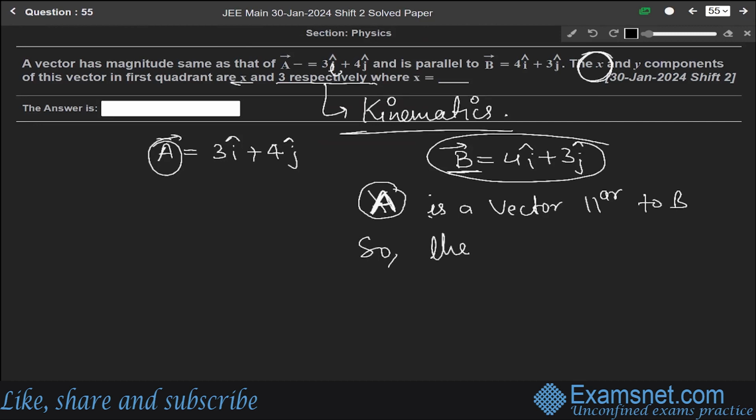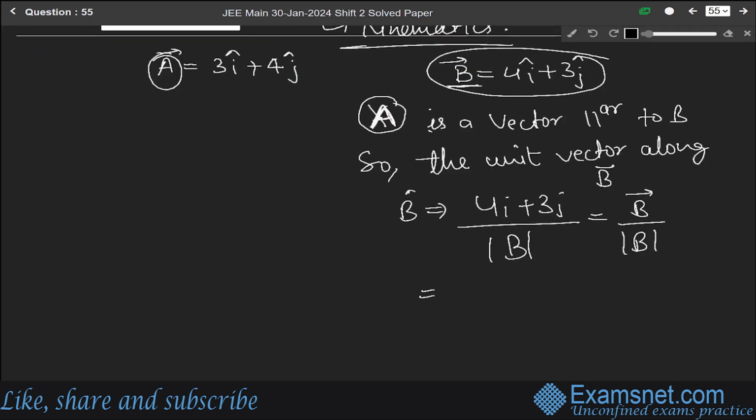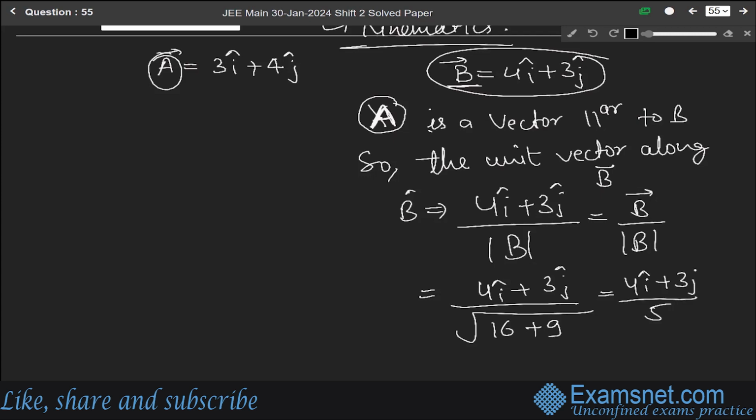So first we have to find the unit vector along B. The unit vector along B will be equal to 4i plus 3j over modulus of B, that is, B over the magnitude of B. So it will be 4i plus 3j over the square root of 16 plus 9, which equals 4i plus 3j over 5. Okay, this is the unit vector along B.